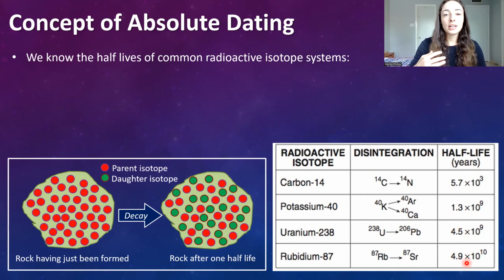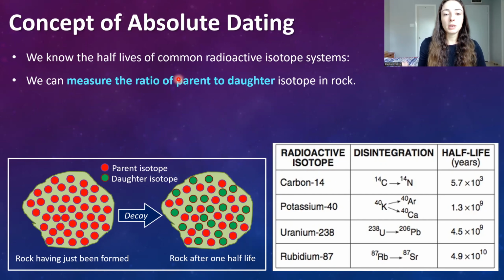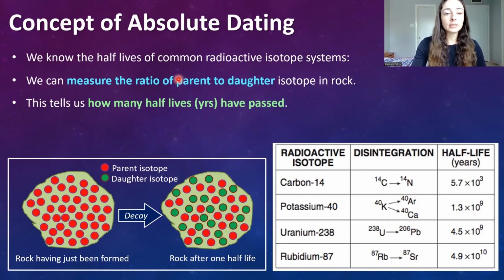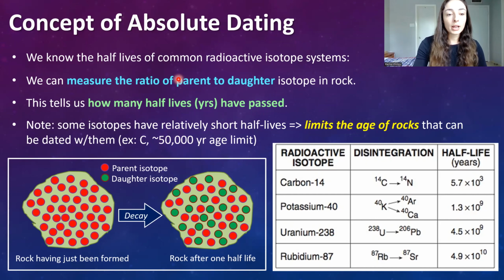And I should point out here that it's okay if Earth isn't old enough for that half-life to have passed yet, because we don't have to have a rock that's undergone a full half-life yet. We can have a fraction of a half-life, and we can still calculate how many years have gone by by calculating the fraction of the half-life that has gone by. So the gist of radiometric dating is we measure the ratio of parent to daughter isotope in the rock, however old it is, and that will tell us how many half-lives and therefore how many years have gone by.